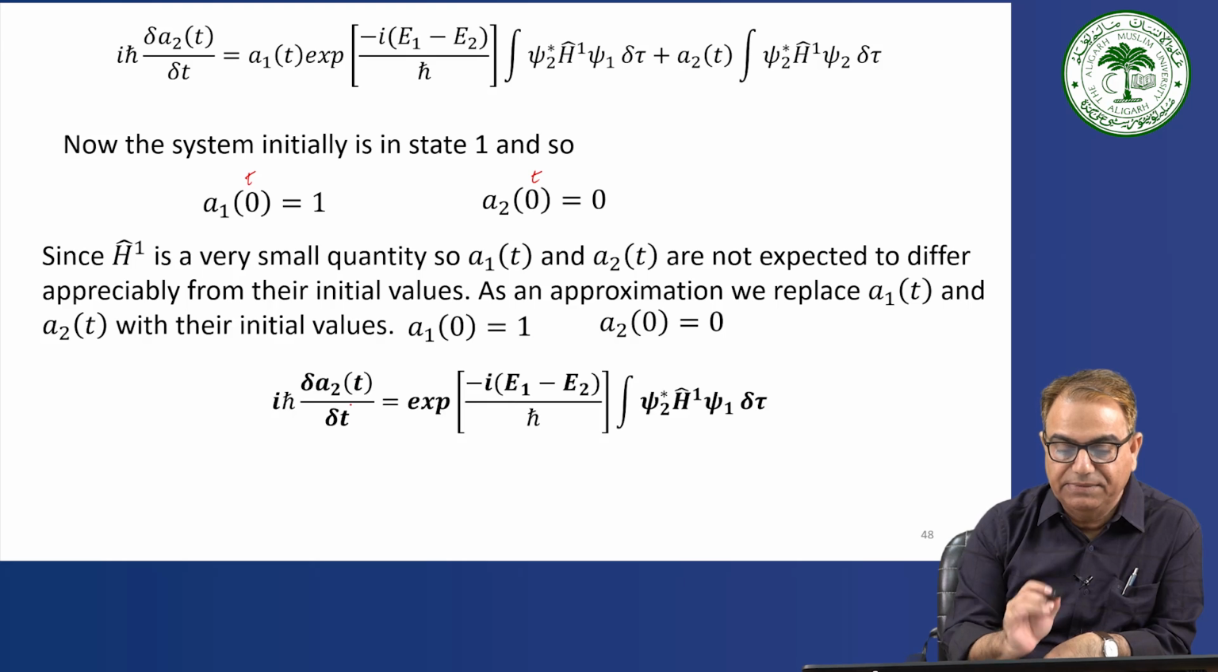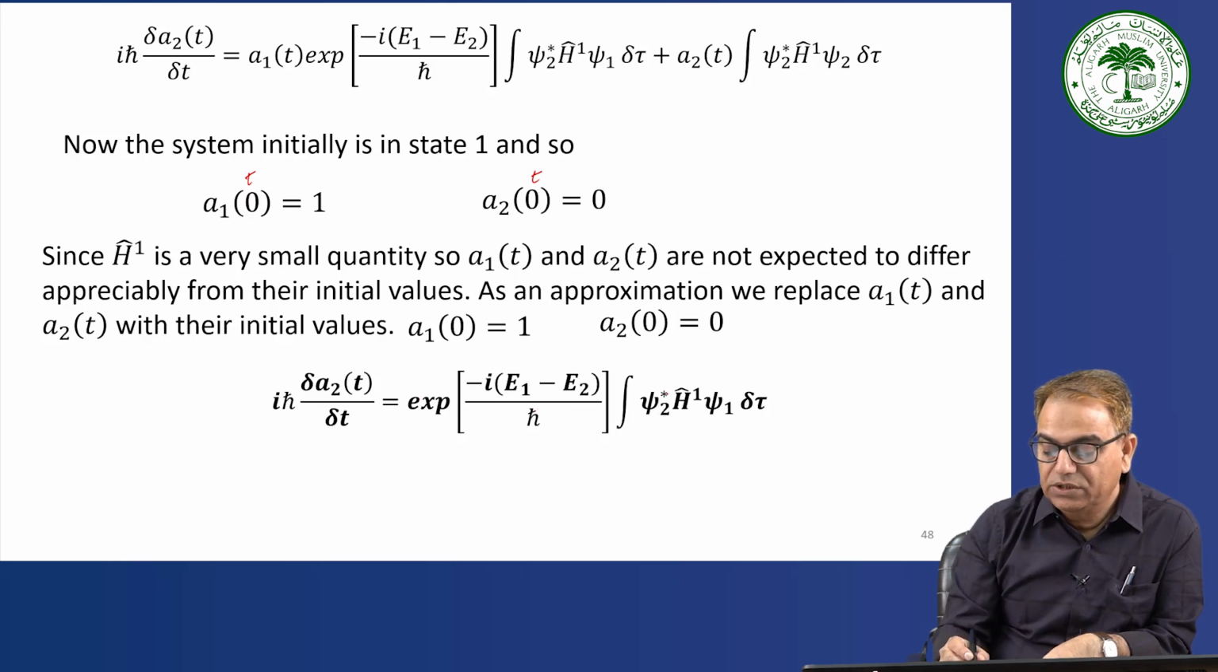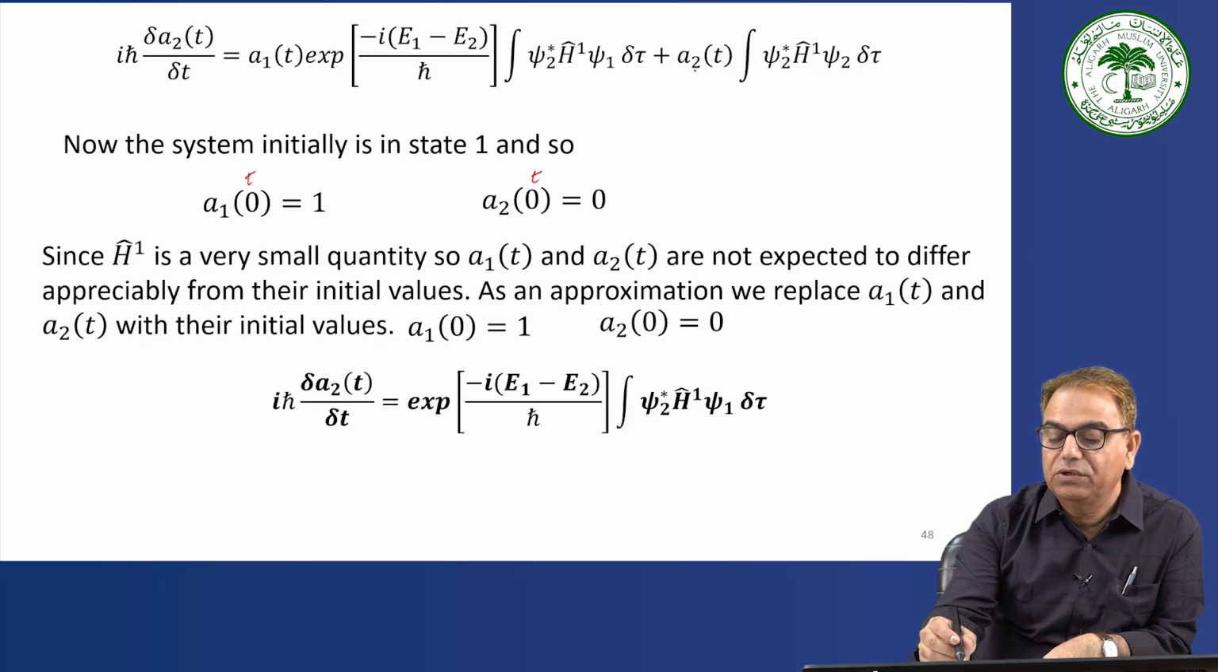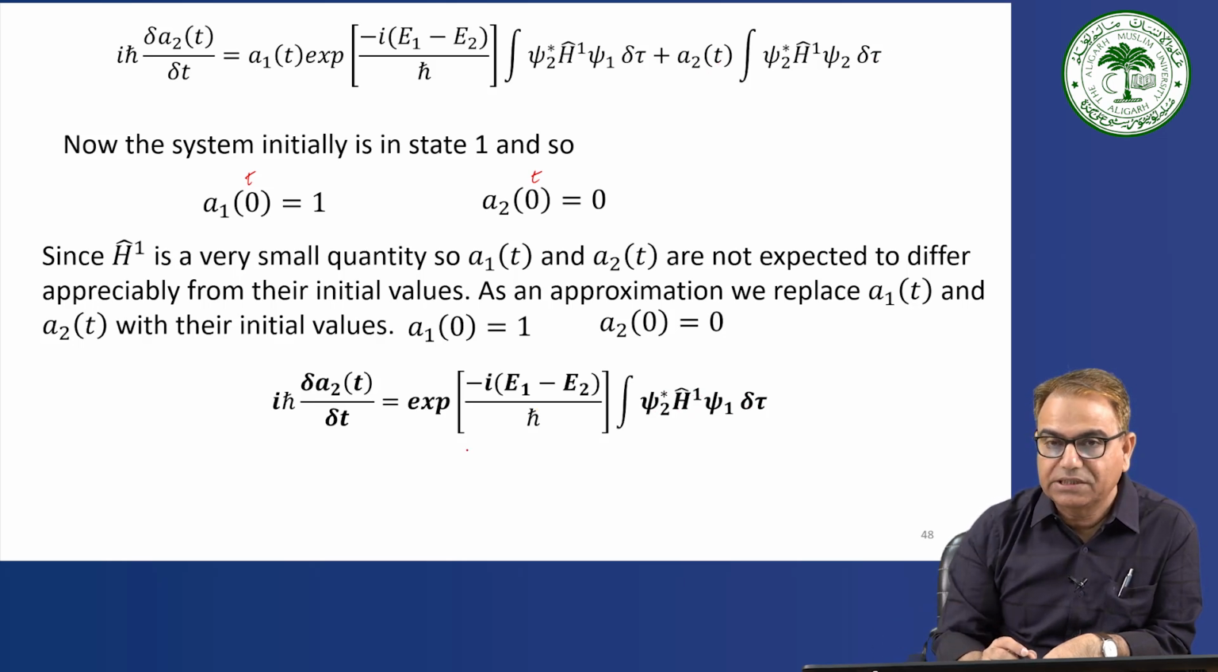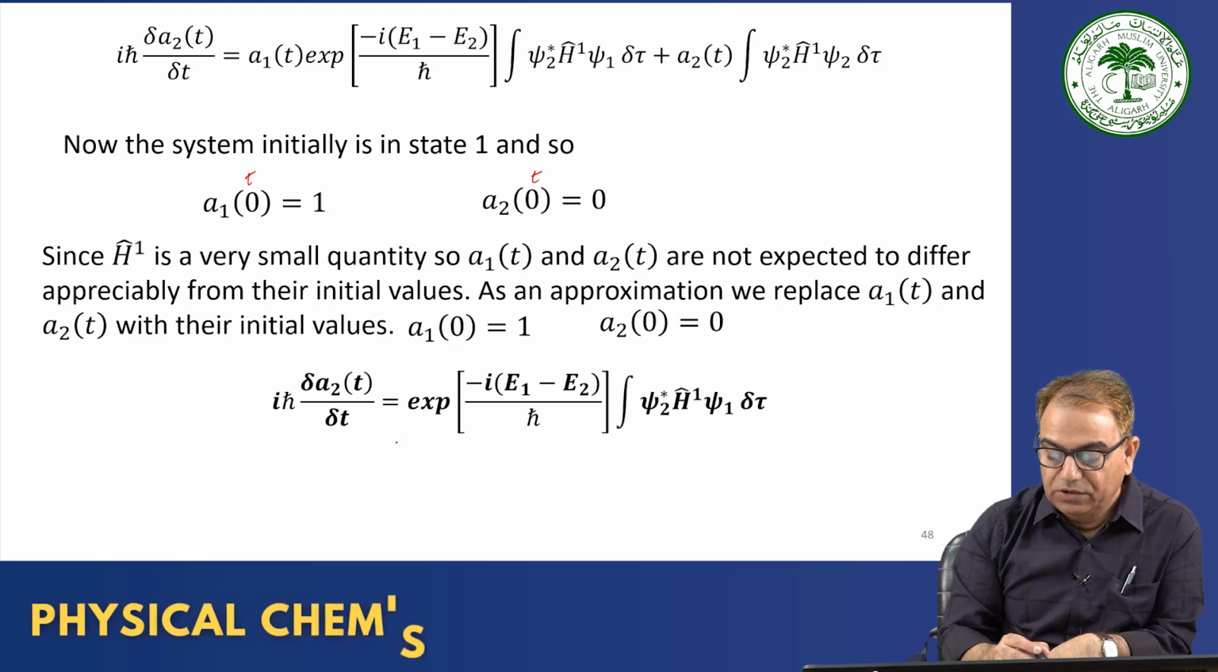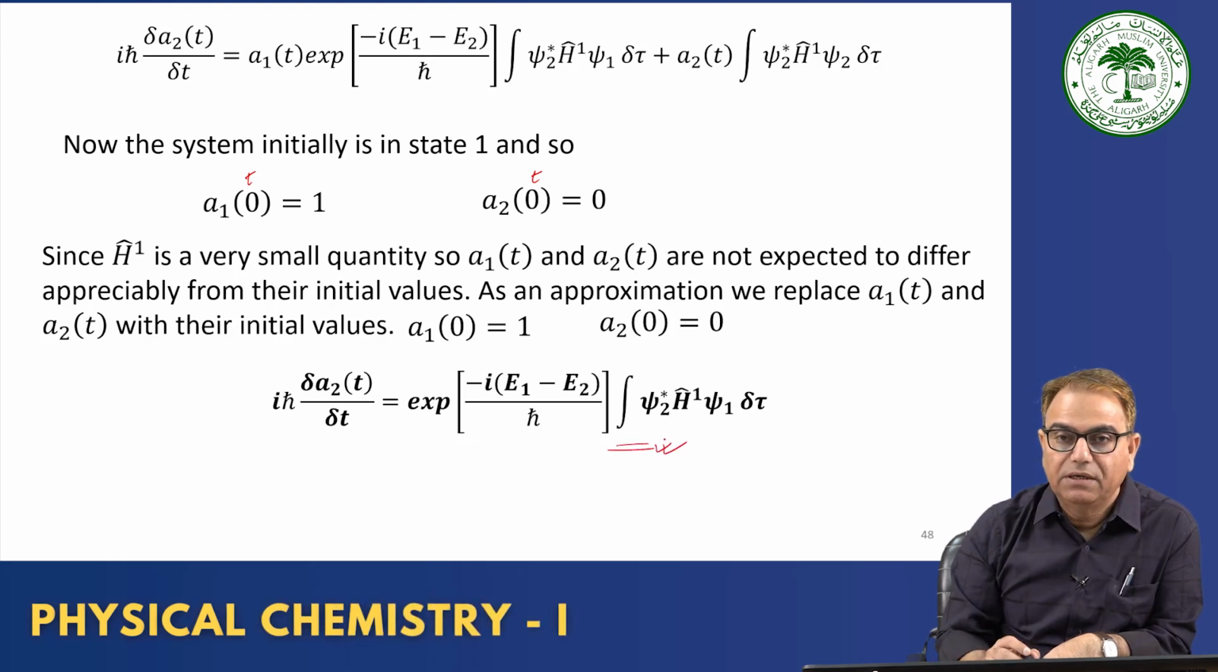In the left hand side it remains the same. Then a1t becomes equal to 1. Then exponential of minus (e1 minus e2) divided by ħ t remains the same, times the integral of psi 2 star h1 psi 1 d tau, and then a2t becomes 0, so the last term becomes 0. The last term is gone. So finally you get this particular equation after introducing the time dependent perturbation on the molecule.